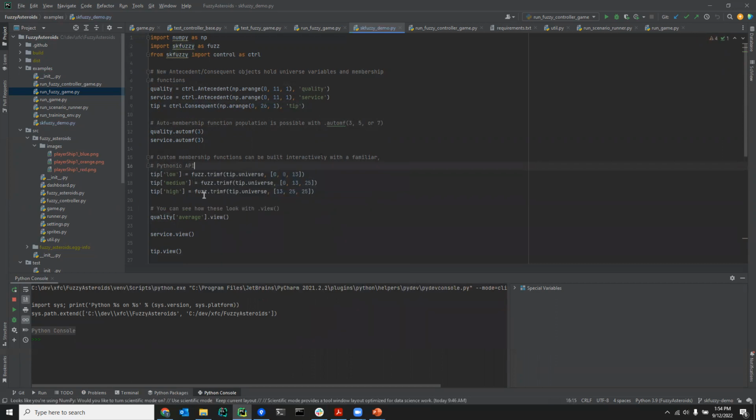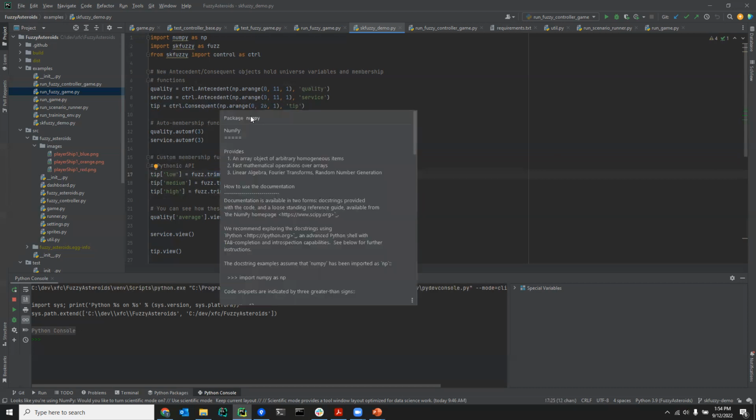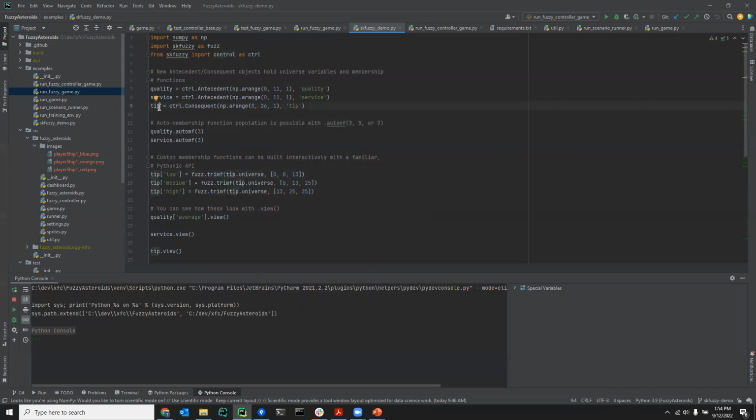But in this case, we're just doing the output membership functions manually. And so we're doing a triangular membership function. That's what this is. We're giving it the universe of discourse, which is basically the range. It's the range information about this variable as defined here. And these are the points of the triangles. So in this case, this is a triangle with the center point and leftmost point at 0, and the rightmost point at 13. So this is a right angle triangle.